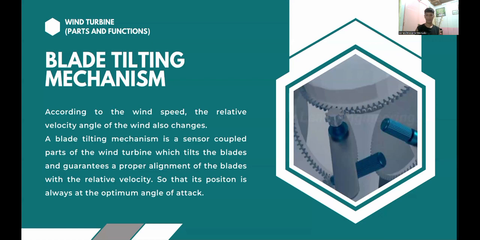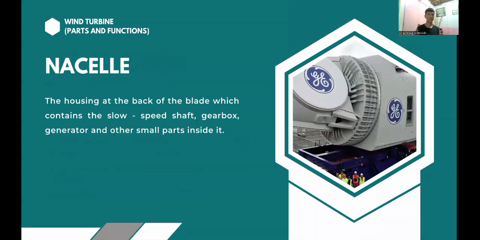So next, nacelle. The housing at the back of the blade which contains the slow speed shaft, gearbox, generator, and other small parts inside it. So, ang nacelle daw ay yung housing sa back na nagko-contain nga ng mga ayan.